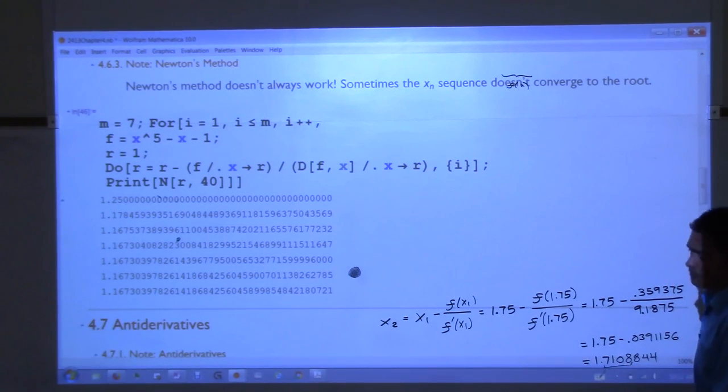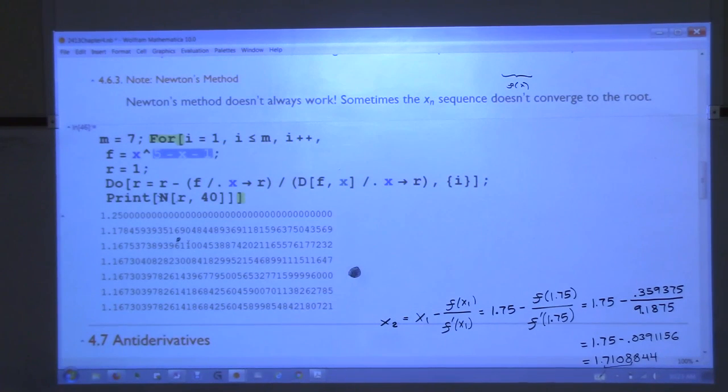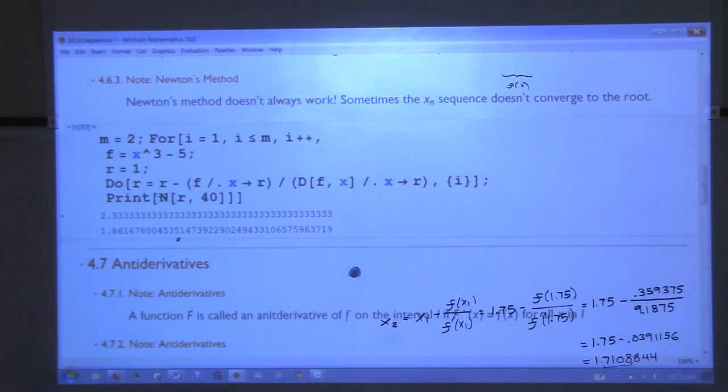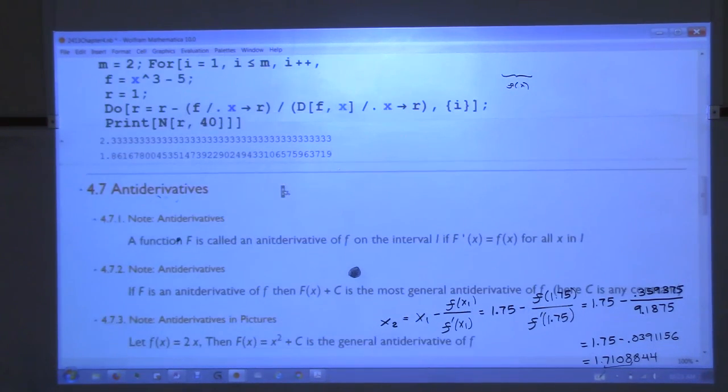So let me change this because I had not. This was okay. This was -5. Oh no, cubed -5. There we go. Oh, and my guess, hold on, my guess was not 7. My guess was 2. Whoa.